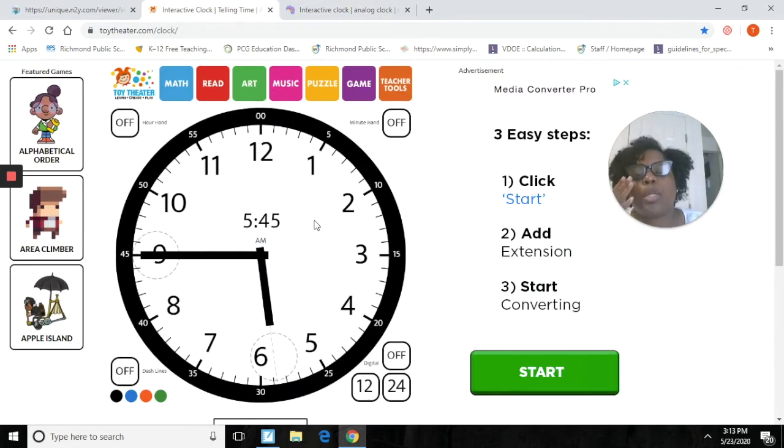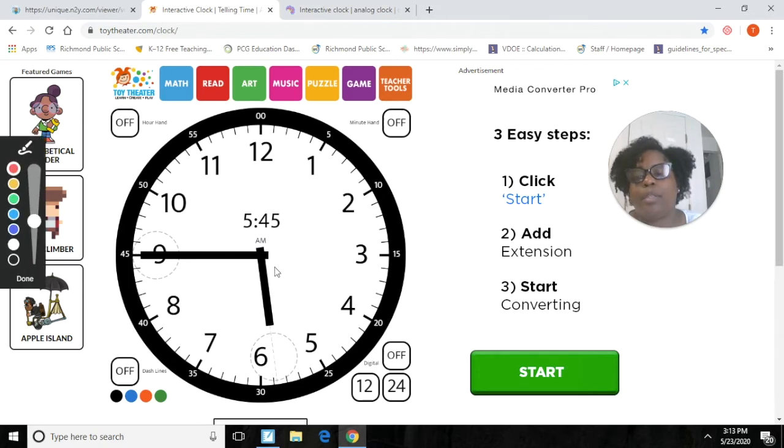What we want to do is take a look at the parts of the clock. By the parts, I mean the hands of the clock. You have a short hand and you have a long hand, okay? So let me point to that with my pen. This is your short hand, and this is your long hand. Now, your short hand is your hour hand, and your long hand right here is going to be your minute hand, okay?